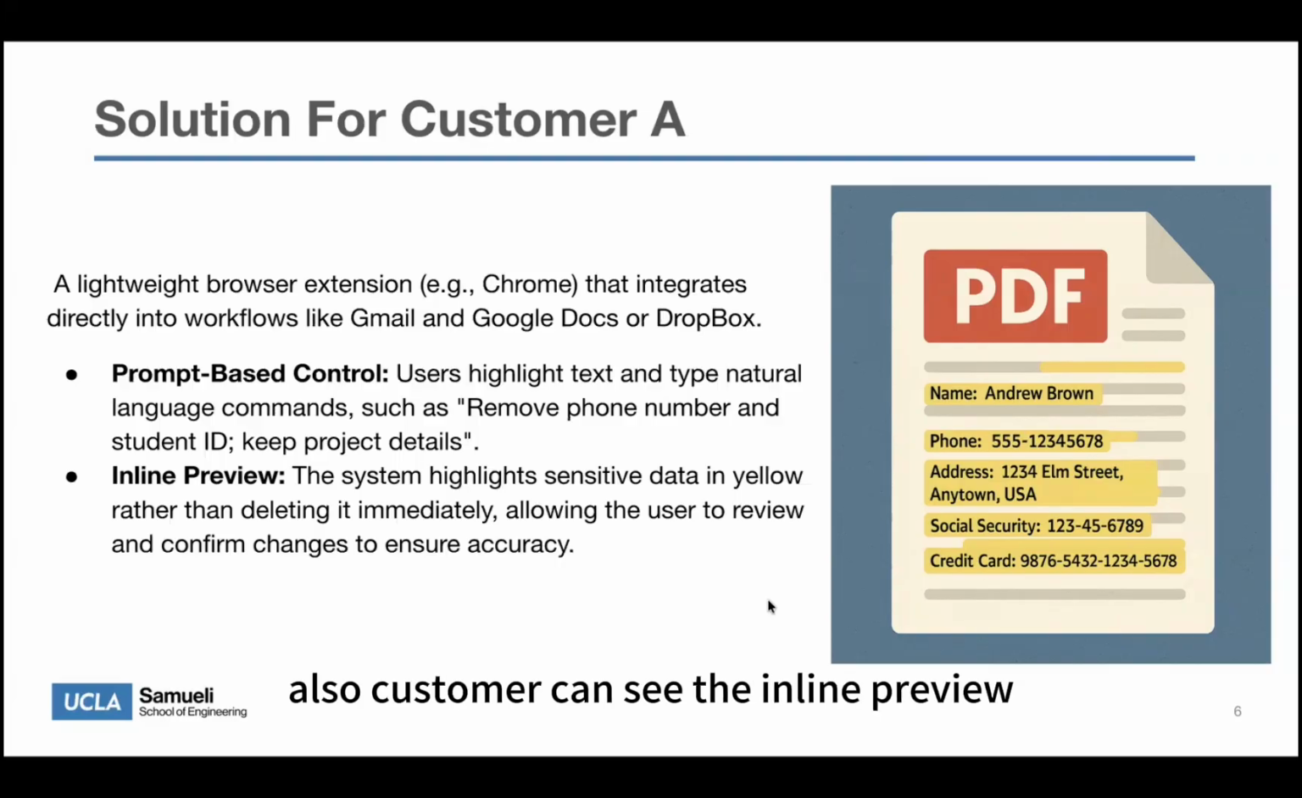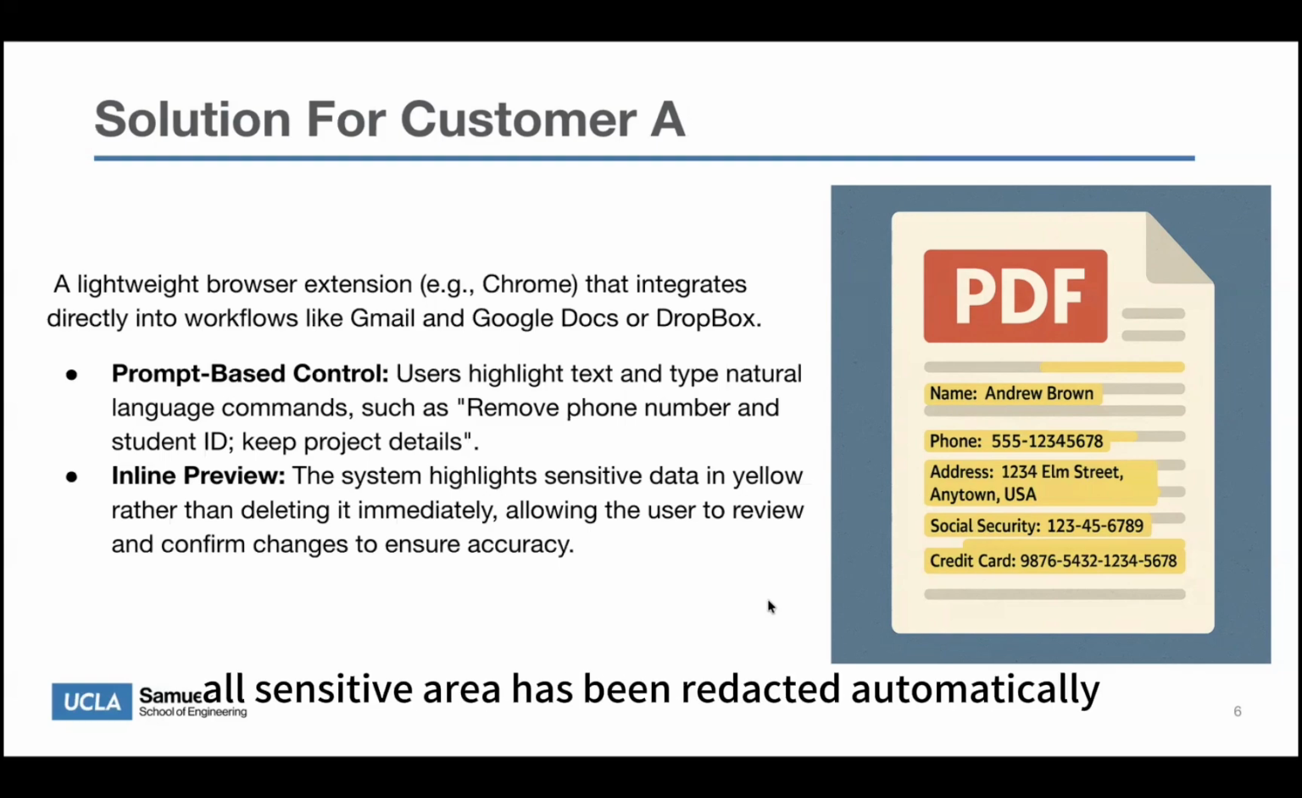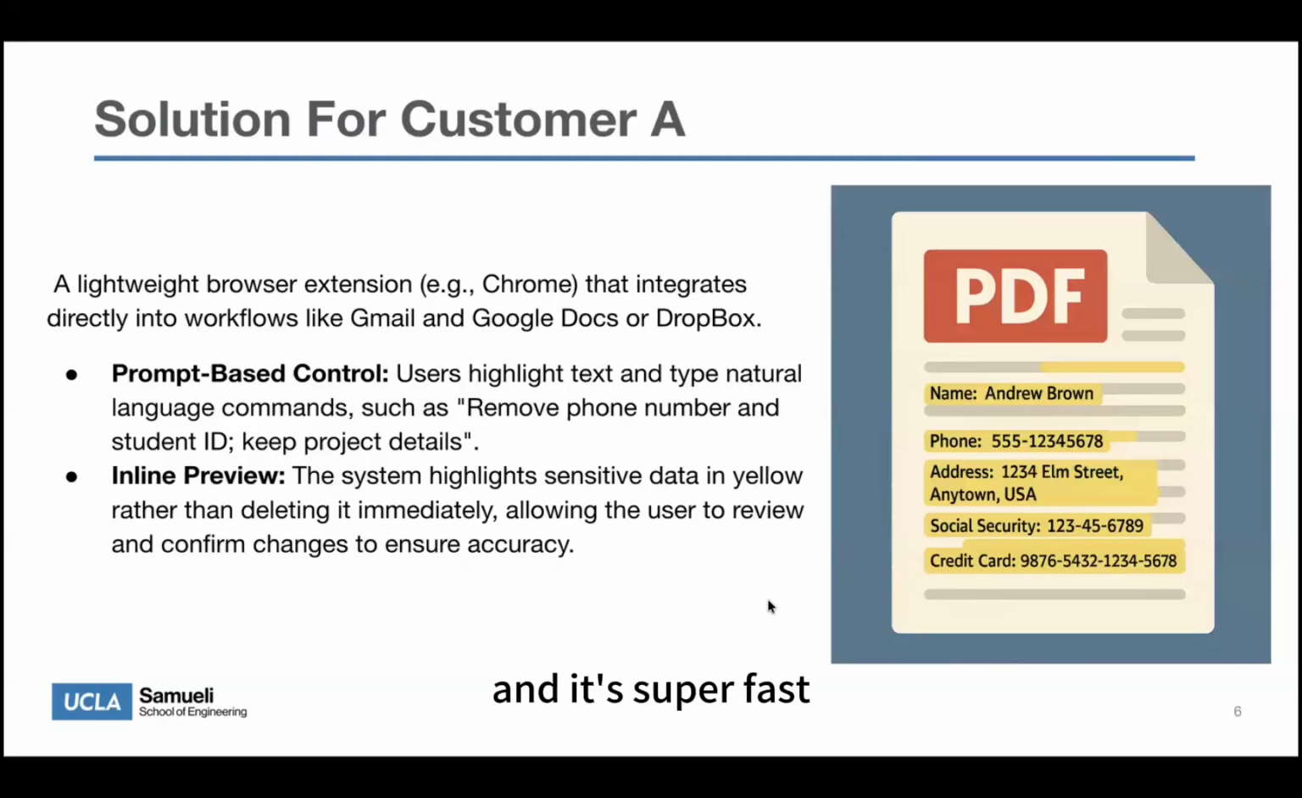Also, the customer can see the inline preview. It shows you a bright yellow highlight where the sensitive information is. And if finally you find everything is okay, you can click confirm and you will see all sensitive areas have been redacted automatically. And it's super fast.